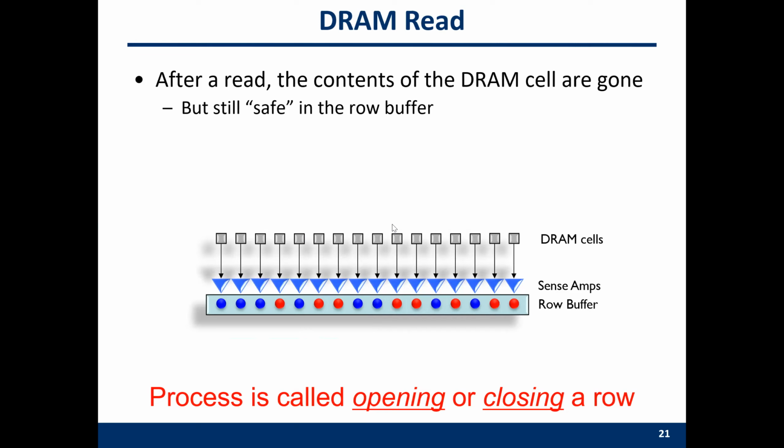Or you can just keep this status and expect the following request. So if you actively do the write back, write the data back to the cell, this is a so-called closed row. If you just keep this status, it's a so-called open row.